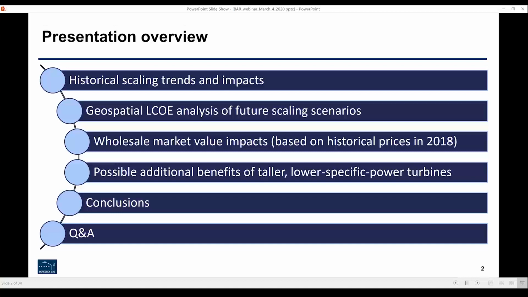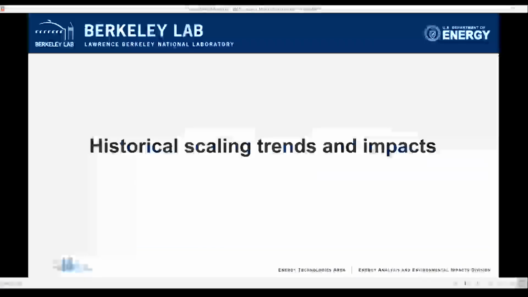And then next, because LCOE is only part of the story, Deb will examine the impact of lower specific power turbines on the wholesale market value of wind energy. And then I will quickly take it back and talk about a few tangential benefits of lower specific power turbines, namely reduced transmission costs, lower balancing costs, and improved financing terms. And then after all that, we should have some time left to answer your questions.